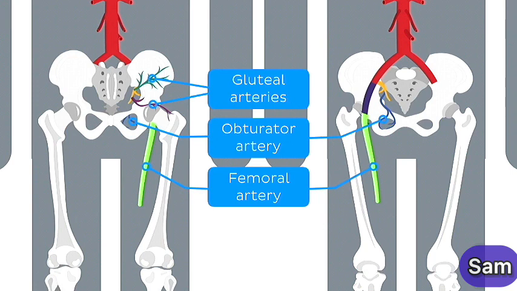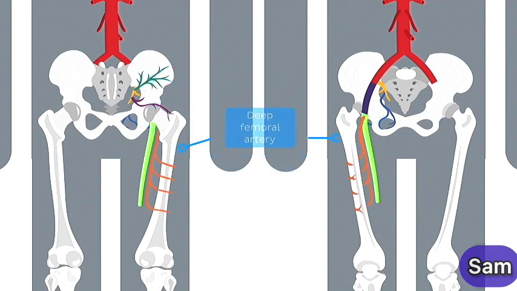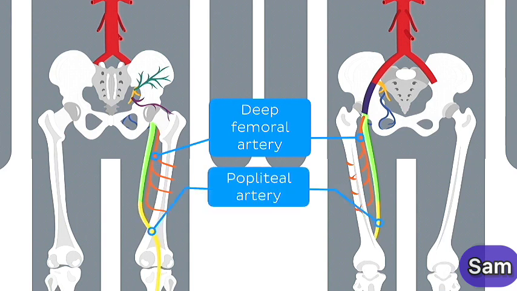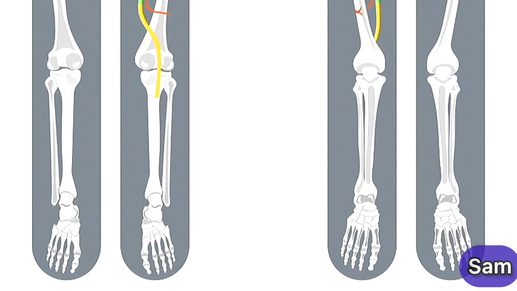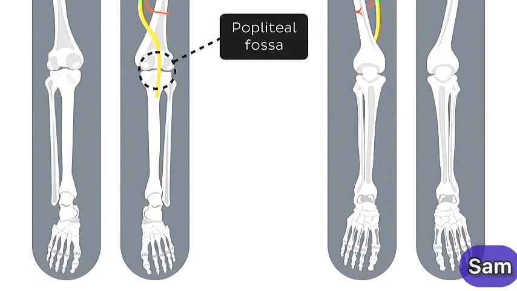One of the main branches of the femoral artery is the deep femoral artery. This artery supplies the posterior thigh. The popliteal artery is the continuation of the femoral artery. This artery is the main blood supply to the knee. The popliteal artery sits posterior to the knee within the popliteal fossa and gives off small branches which anastomose and supply the medial, lateral and anterior knee.